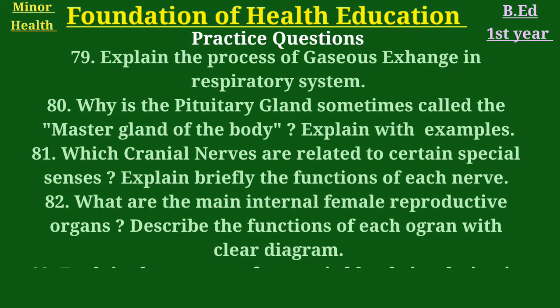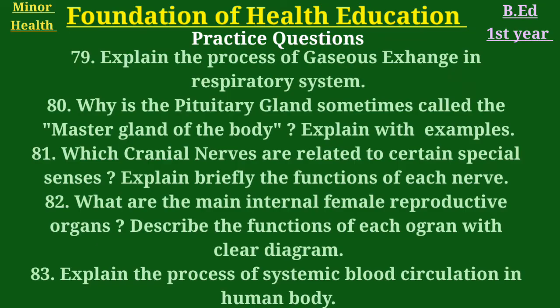Explain the process of gaseous exchange in respiratory system. Why is the pituitary gland sometimes called the master gland of the body? Explain with examples. Which cranial nerves are related to certain special senses? Explain briefly the functions of each nerve.